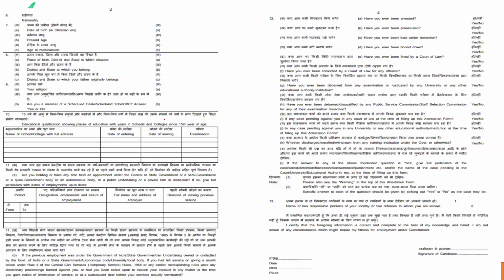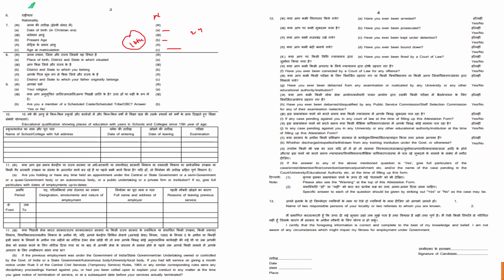Then it is page number 3. Page number 3, nationality. So Indian. Then date of birth. You have to write date of birth. Then present age means the years you completed. If someone completed 24 years, write 24 years. Someone completed 23 years, write 23 years. Then age at the time of your 10th, means when you completed 10th, you write the age.